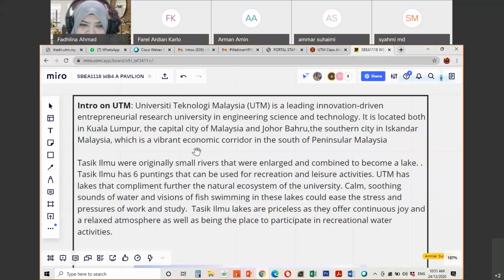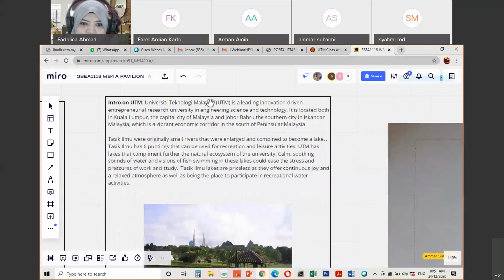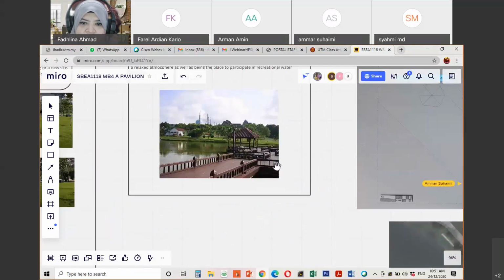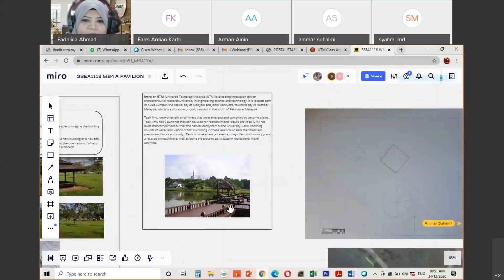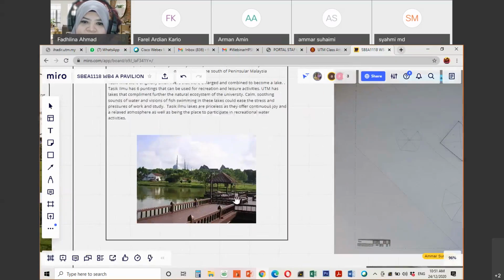Shahmi, you need to correct this again. Scope down to UTM Johor Bahru. And Tasik Ilmu also has many more pictures here. Even last semester before COVID struck, we also had the pasar malam over here every Tuesday, located beside the site. Sometimes we have some events and so on. That can be put in here as the function of the lake.